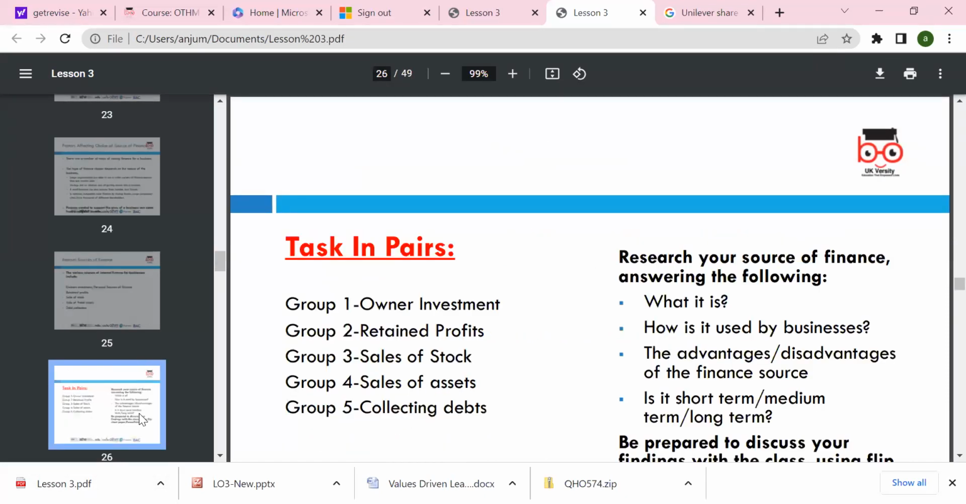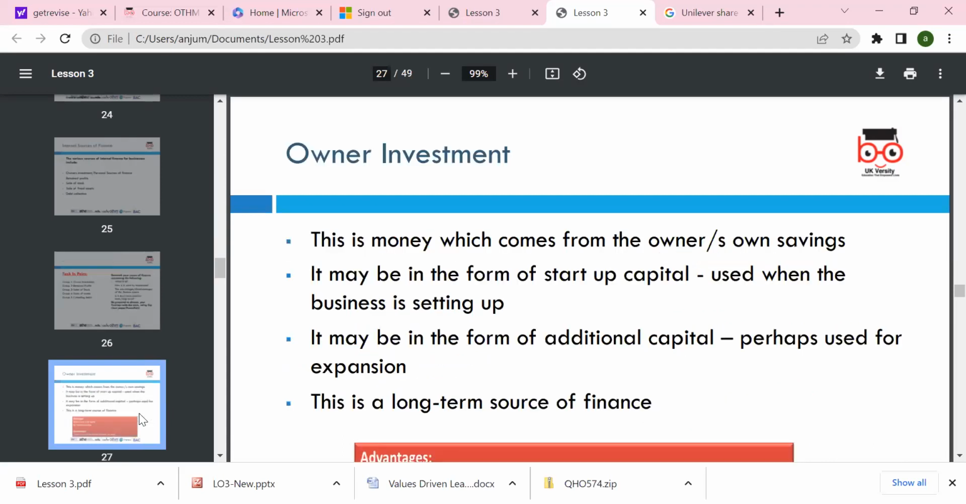These are the different sources. Now a task in pairs, though we're not doing it here in the class as it is online. One person joined today, but we can look at these and do the activities. It can be owner investment. What are the advantages and disadvantages? Retained profit from the previous year is an internal source, as are sale of stock, sale of assets, and collection of debts. Each is a different source of finance.